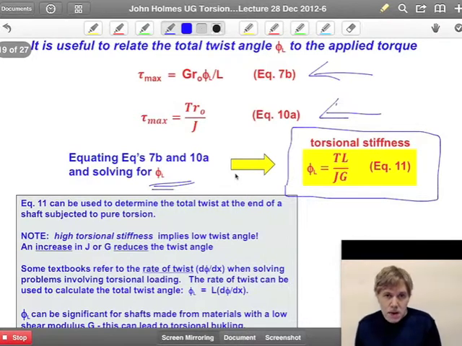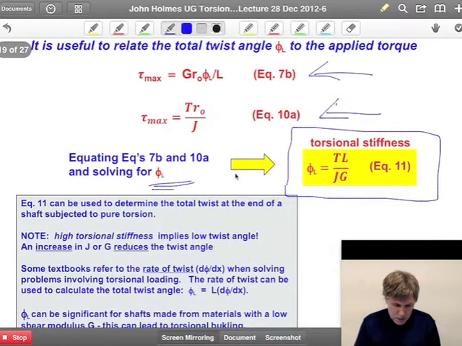And how do we obtain that? Primarily through geometry. J is a geometric parameter, the polar moment of inertia. If we increase J or increase G, the shear modulus, well, the twist angle is less, and we refer to that as a much higher torsional stiffness. Okay, so that's two ways for a given torque and length to increase torsional stiffness.